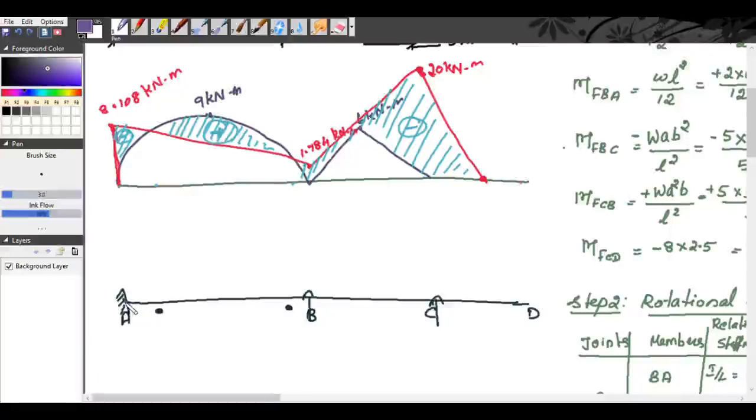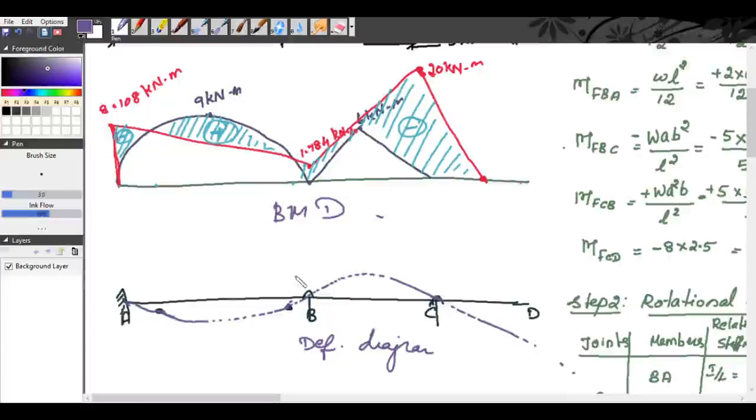This is hogging. Then it is sagging, from here to here. Then again it is hogging. Then it goes on like this. Okay, so this is our deflection diagram, and this is our bending moment diagram.